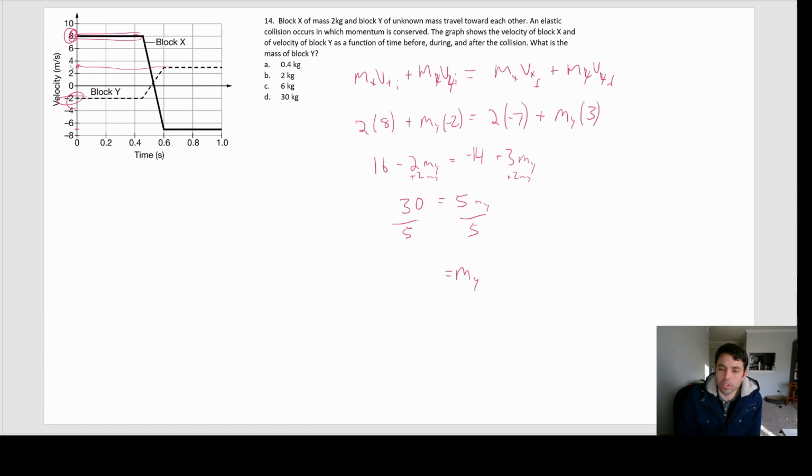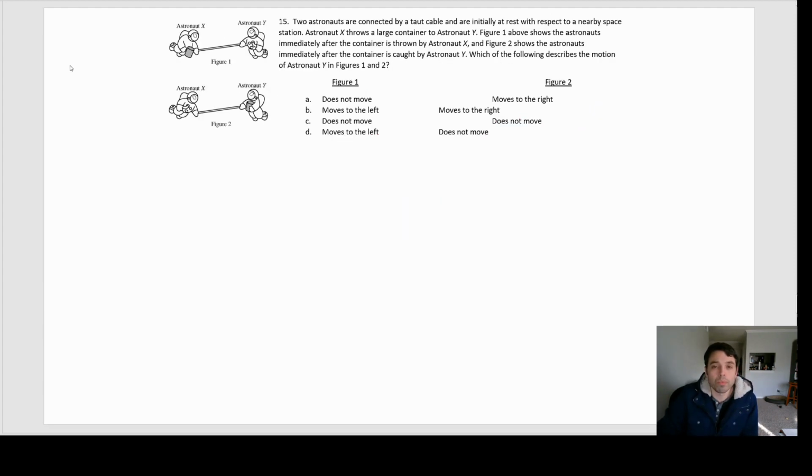Mass of object Y is going to be 6. 30 over 5 is 6 kilograms. That's the correct answer, which, again, many of you did get. So good job if you did. If not, it's okay. Now you know. All right, moving on. Number 15.